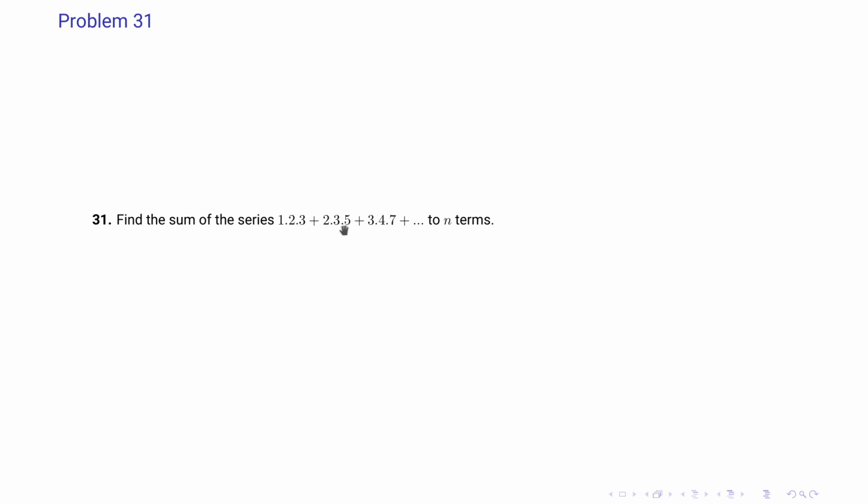1.2.3 plus 2.3.5 plus 3.4.7 up to n terms. If you see carefully, it is made up of three arithmetic progressions. 1, 2, 3, that is the first term of each product, is an AP. The second term 2, 3, 4 is also an AP, and 3, 5, 7 is also an AP. So the nth term of the first would be n, the nth term of the second would be n plus 1, and the nth term of the third would be 2n plus 1. That you can evaluate easily.